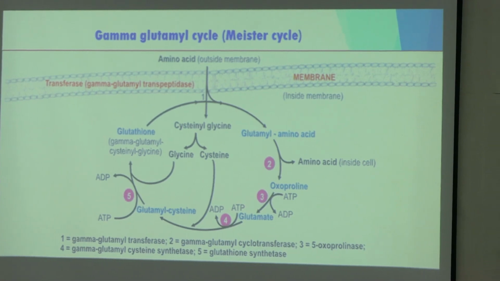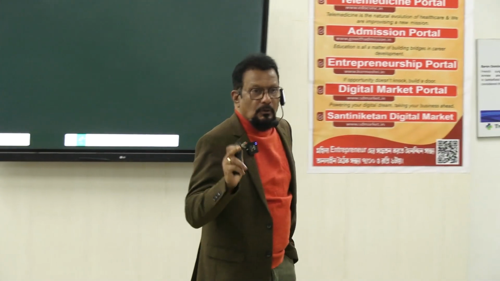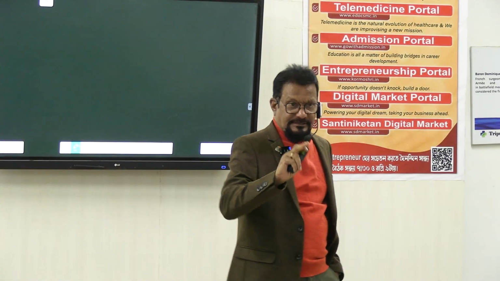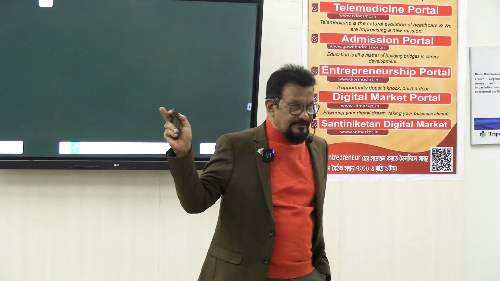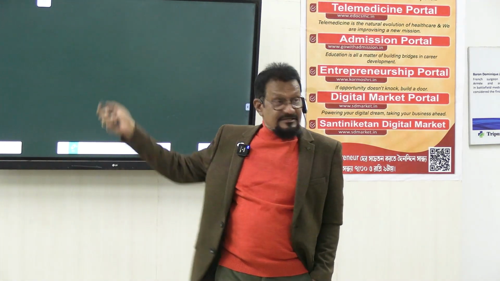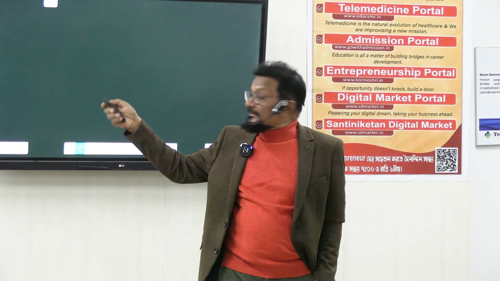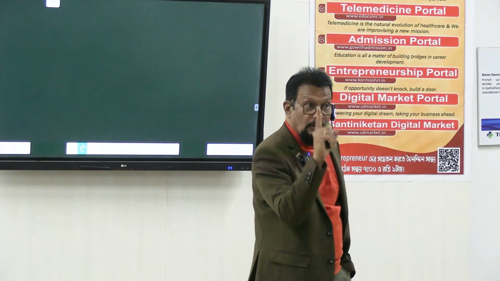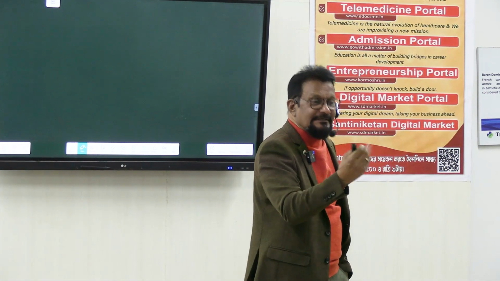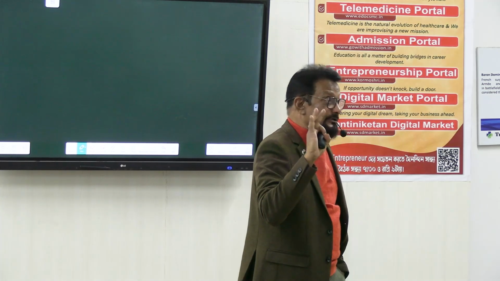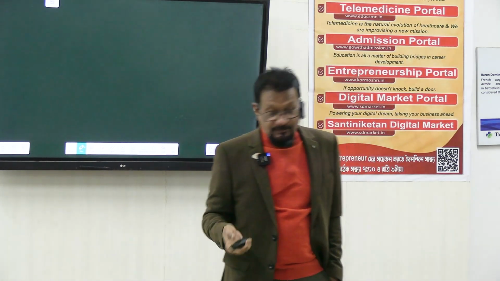With this cycle, you need not mention all this process. You can just mention that one molecule of amino acid can be transferred with the help of this enzyme through the gamma glutamyl cycle into the cell. But this is energy consuming. For absorption of one amino acid, it requires 3 ATPs. So it is a very expensive process. So okay, that's all.